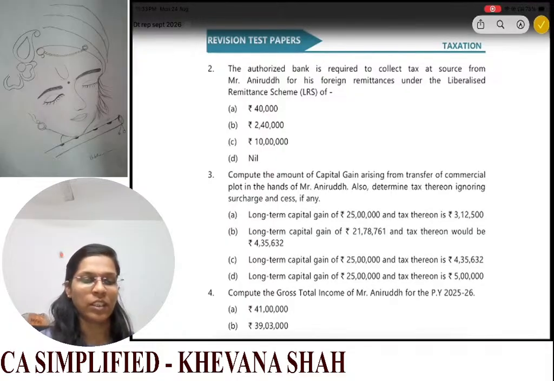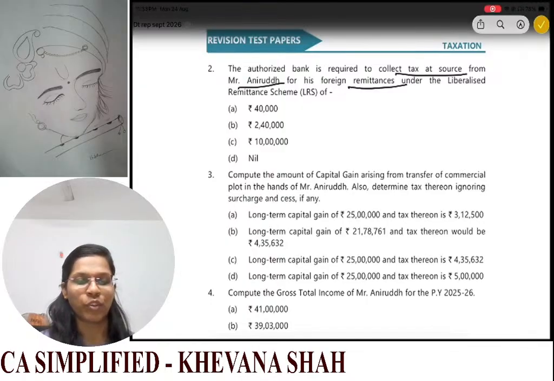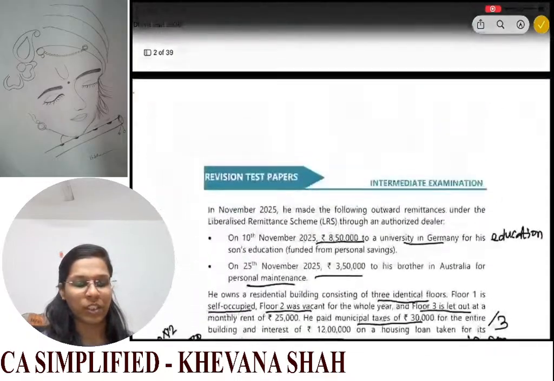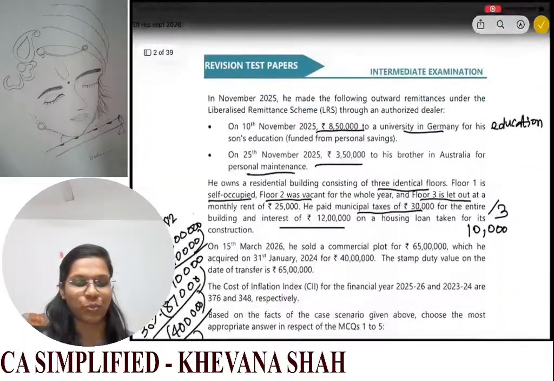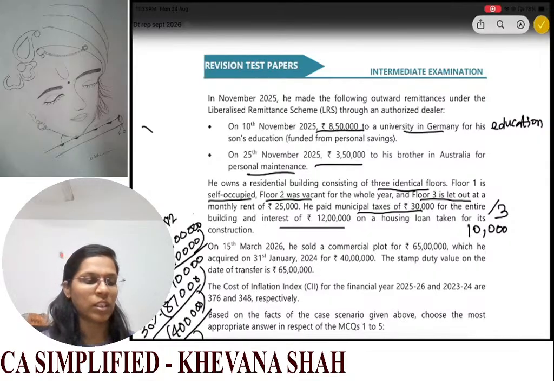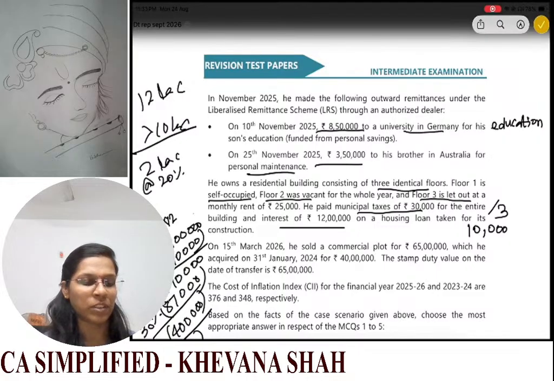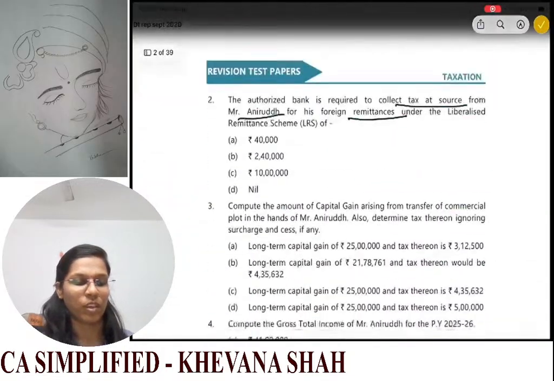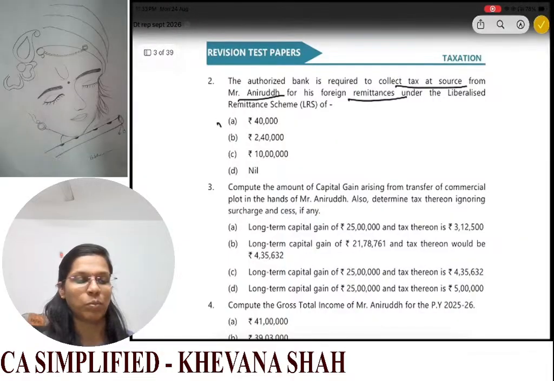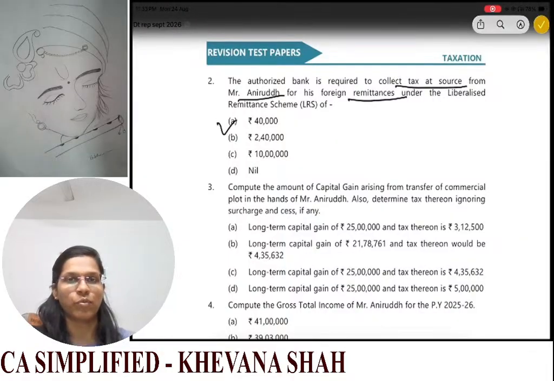For the second question, they are asking whether the authorized bank is required to collect TDS from Mr. Anirudh for foreign remittances. Now foreign remittances we have these two, 8,50,000 and 3,50,000. Individually, neither is crossing your 10 lakh limit. But collectively, it is 12 lakh, which is more than your 10 lakh. So on the excess 2 lakh, at the rate of 20%, this will be applicable, which comes to 40,000. Okay, so for the second question, option A is your answer, that is 40,000.